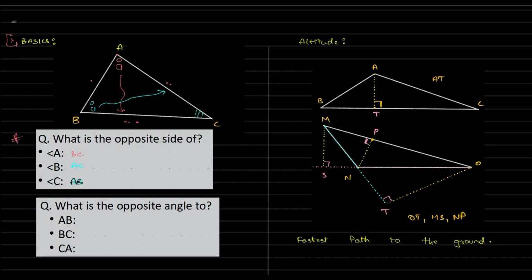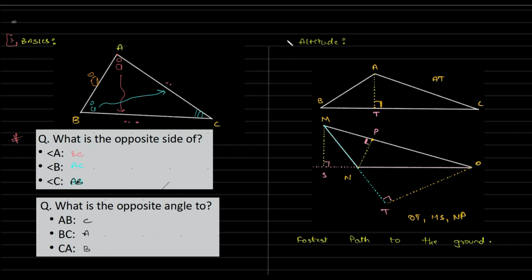Okay. Now, similarly, if you have to talk about opposite angles, now say we are standing at AB. So which is the opposite angle? Clearly C. And if you stand at BC, it's clearly A. And CA, it's clearly, yes, B. Okay. Right.